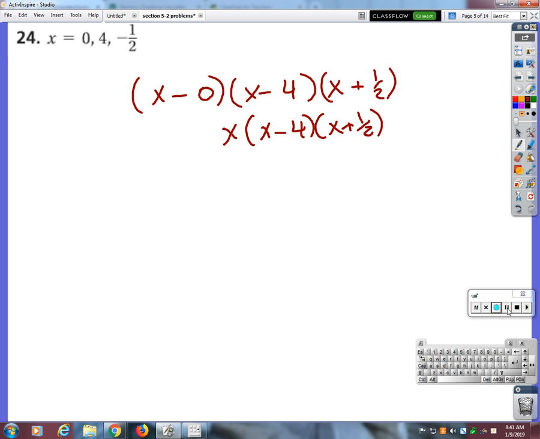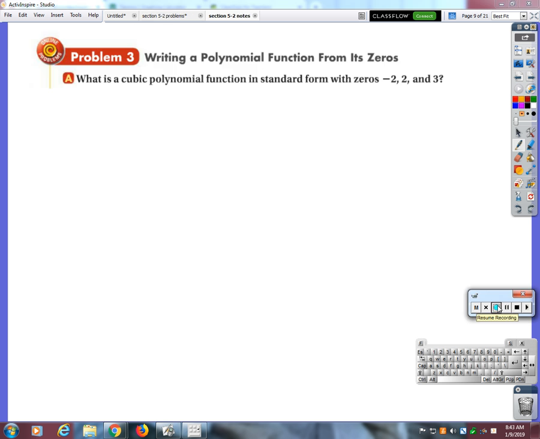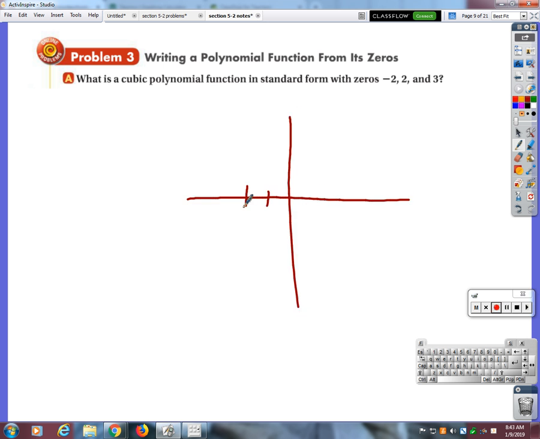Nope, not true. So one of the things that we finished with yesterday was we were connecting the zeros with the graph, okay? So this one had zeros at -2, 2, and 3, right? And so what that means is that the graph goes through -2, 2, and 3. That's one of the things that you get from knowing the zeros.